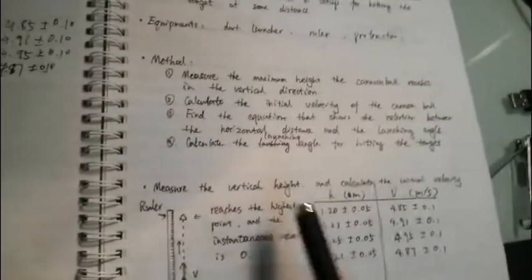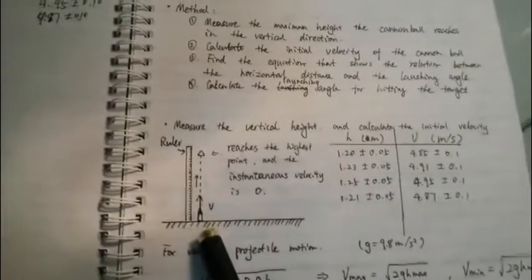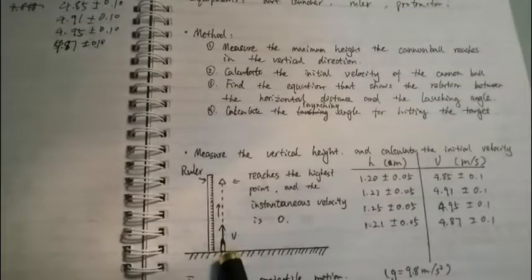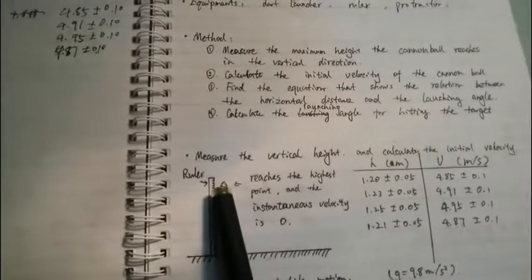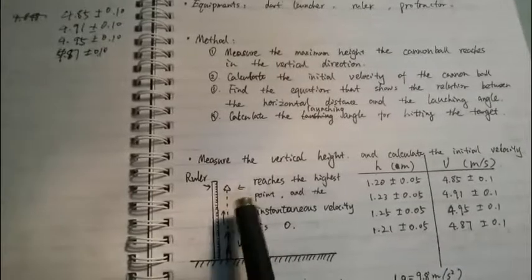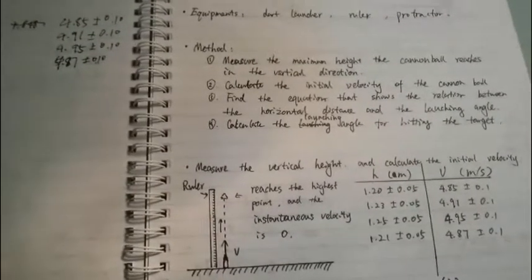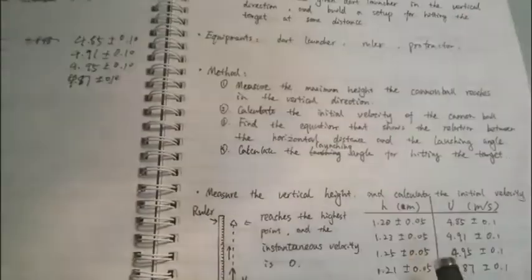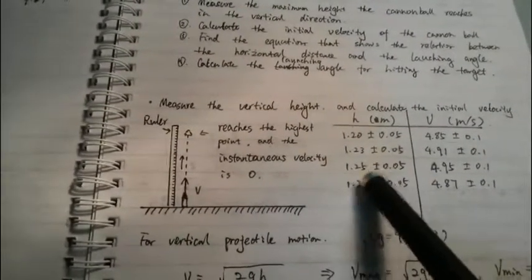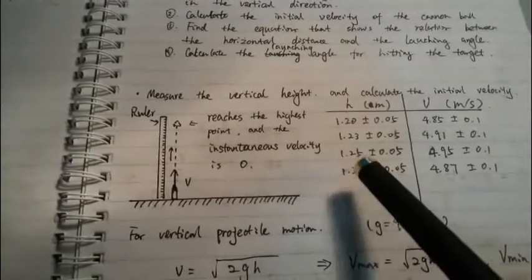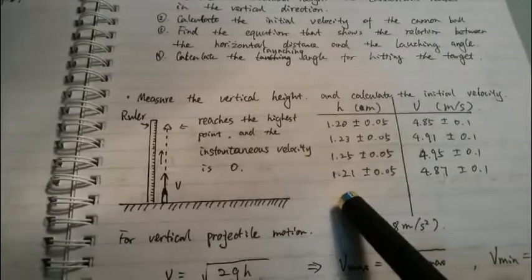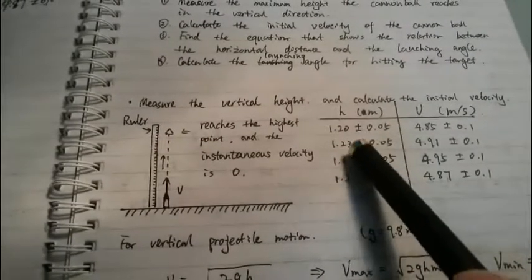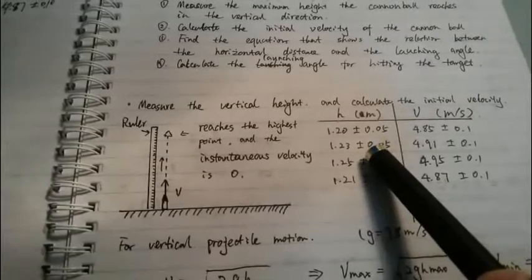How do we measure the vertical height? We use a launcher attached to the floor and a ruler as well. Then we shoot out the cannonball, and we just take down the highest point, the highest distance it reaches, and mark down the distances, which are 1.2 meters, 1.23, 1.25, and 1.21 meters. The uncertainty we define as 0.05 meters.